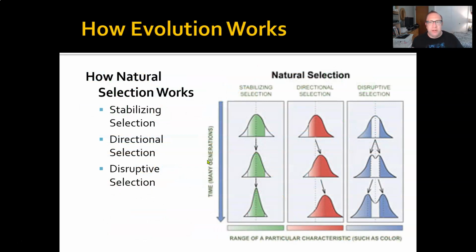Now, natural selection can work in a number of different directions. It can change the distributions in a number of different directions. The first is this column on the far left, which is stabilizing selection. That is when the forces of evolution are selecting at the edges of the distribution. Okay, so you can see here at the margins of the distribution, at the tails, selection is going on.